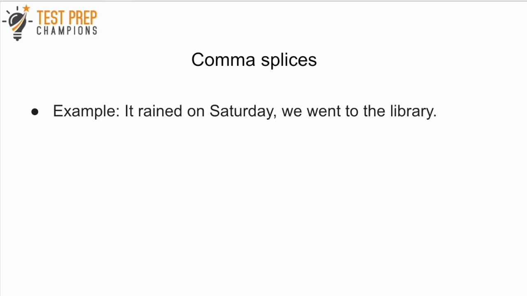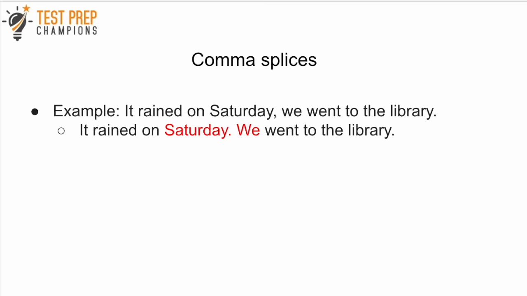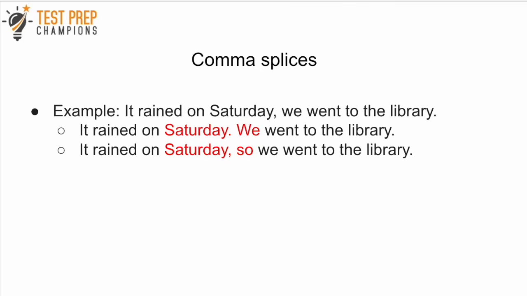Okay, here's another comma splice example. It rained on Saturday, comma, we went to the library. So let me give you a chance now if you'd like to pause the video. Think about how you would correct this comma splice example, and whenever you're ready, just unpause the video and we'll talk about it. It rained on Saturday, period, capital W, we went to the library. So here's one way you could do it. And another way is like this. It rained on Saturday, comma, so we went to the library.